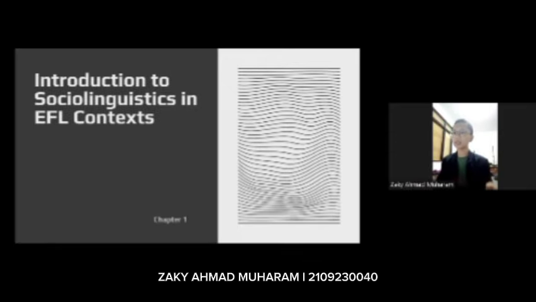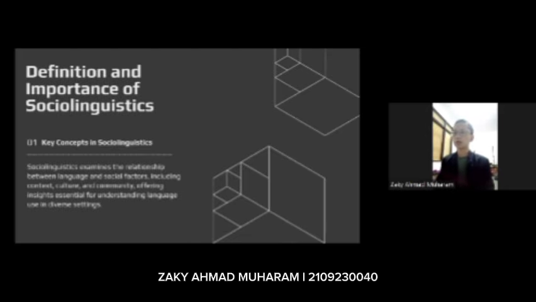Introduction to Sociolinguistics in EFL Context, Chapter 1. The definition and importance of sociolinguistics. The key concept is that sociolinguistics examines the relationship between language and social factors, including context, culture, and community, offering insight that is essential for understanding language used in diverse settings. Sociolinguistics, in a simpler way, means that we can understand what people are saying by using language as a form of communication. That's the simple definition.